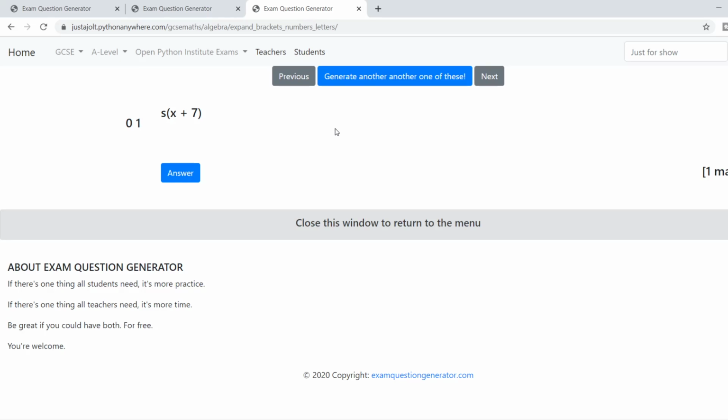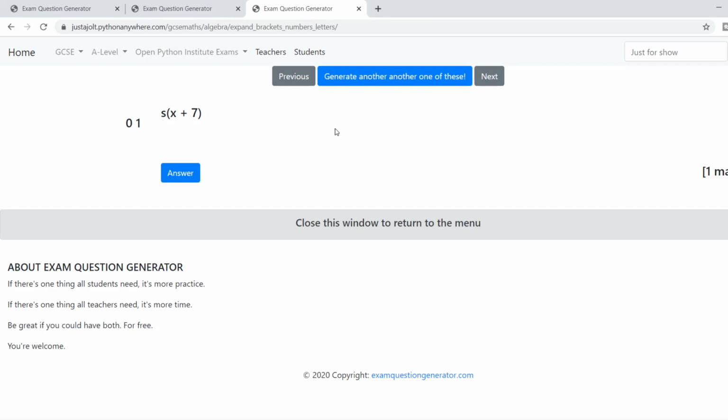The beauty of that website is that you can basically generate as many questions as you want on any given topic. And eventually there's going to be the whole math syllabus up there for you to use for your random exam question generating pleasure. As much practice as you want.